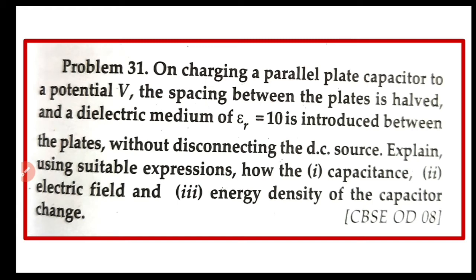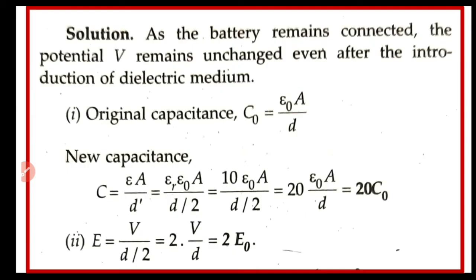The separation between the plates is halved and a dielectric medium of dielectric constant 10 is introduced. So two changes are there, and without disconnecting the DC source. So battery remains connected. So how the capacitance, electric field, and energy density of the capacitor change, that's what we need to find. Okay, so since the battery is remaining connected, potential difference remains the same.